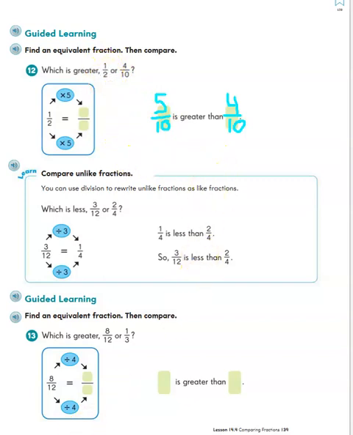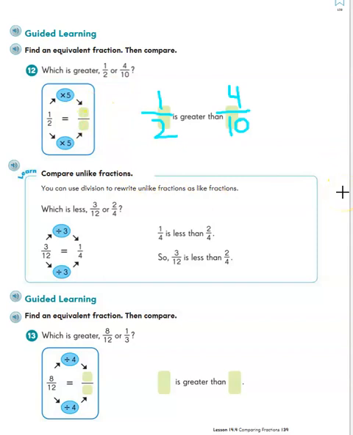Okay, let's do a couple more. Okay, so notice I changed this to say 1/2 is greater than 4/10 because we always want to answer the question in the same format that they asked it. So they didn't ask us which was greater, 5/10 or 4/10, right? They asked us 1/2, which we were able to find out was the same as 5/10.